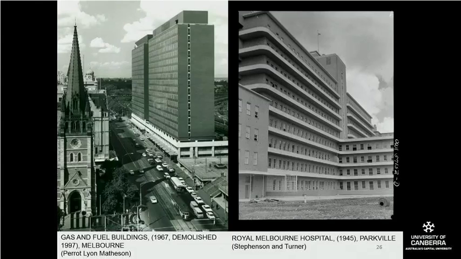But you can't really see the brick. In cities like Melbourne, especially in Melbourne, there was a tradition of brick being used as a high-rise cladding material. So we see the gas and fuel buildings on the left by Parrot Line Matheson, demolished 1997 to make way for Federation Square, and then the quite amazing Royal Melbourne Hospital buildings on the right by Stevenson and Turner, completed in the 40s. Brick is still very current today.